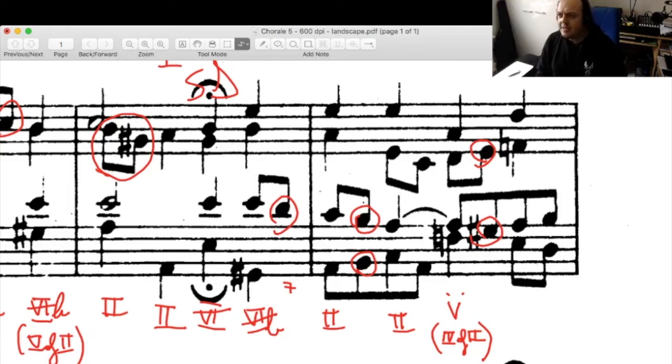That E in the bass is an accented passing note. There, accented. It passes from F. That's an accented passing note. Again, it's called 5 minor, 5 minor with that accented passing note in the bass.